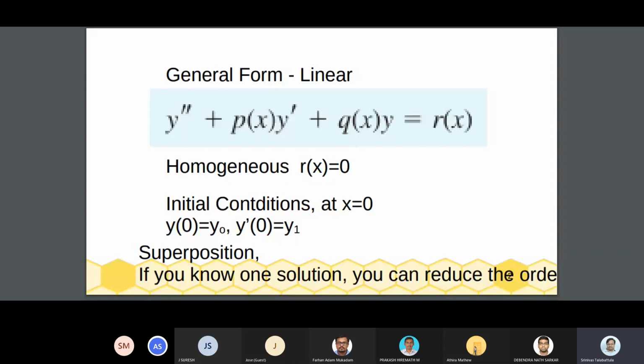So you have what are called the initial conditions. So at x equal to 0, if you are given some conditions like y of 0 is y0 and y dash 0 is y1, etc., then you can say these are the initial conditions and you can solve it. Boundary conditions means, of course, this terminology has come from dynamics, because there the independent variable is time. So you can say that at the initial point or at the beginning you have these conditions.